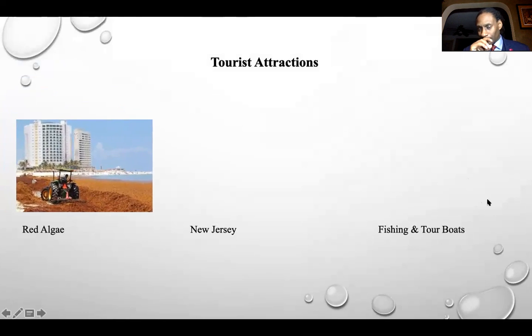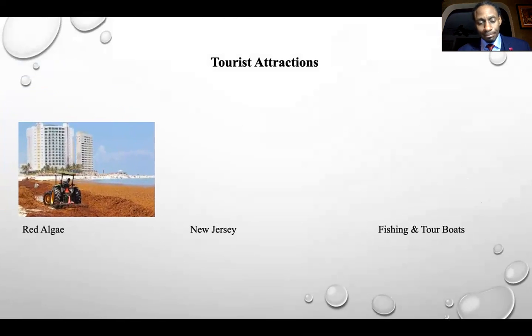Tourist attraction. Me and my family just recently came from Cancun, Mexico, and the red algae actually looked like sewage water. It was disgusting. It turned me off. I didn't touch the water. The reason why I went to Cancun was to get some sun and beach water and do some water sports, and that couldn't happen because of the situation with the red algae.